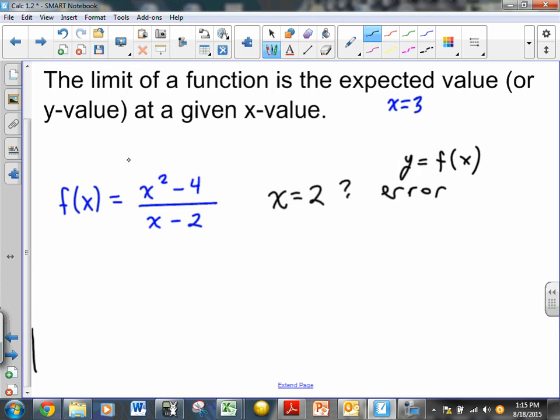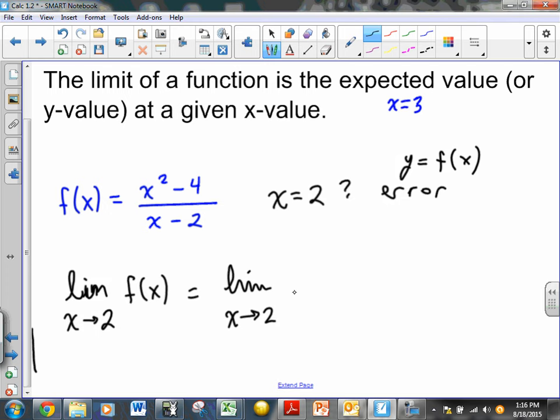Okay, so the limit of this function is written this way. LIM for limit. We want the limit as x approaches 2. This is the notation we write. The limit as x approaches 2 of our function. Or if you want, we can look at the limit as x approaches 2 of, well, let's just go ahead and plug this in, x squared minus 4 over x minus 2. Okay, so if I'm looking for the limit, I'm looking for the expected value of what this would be.